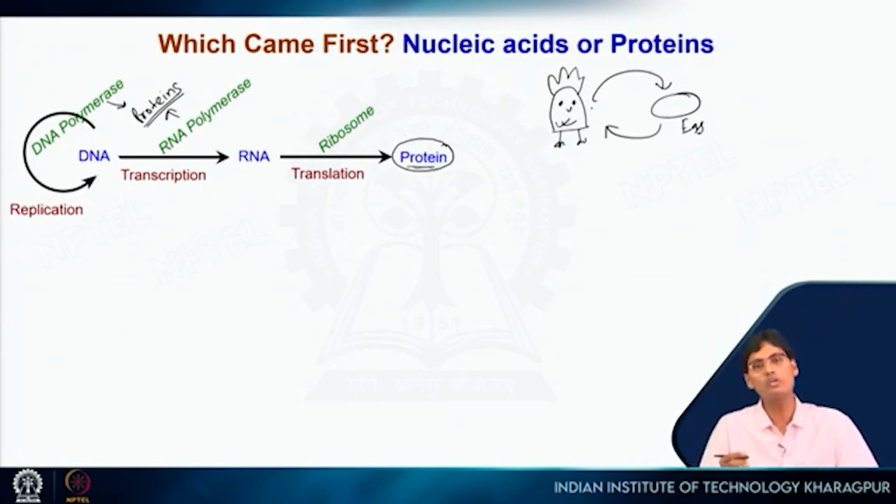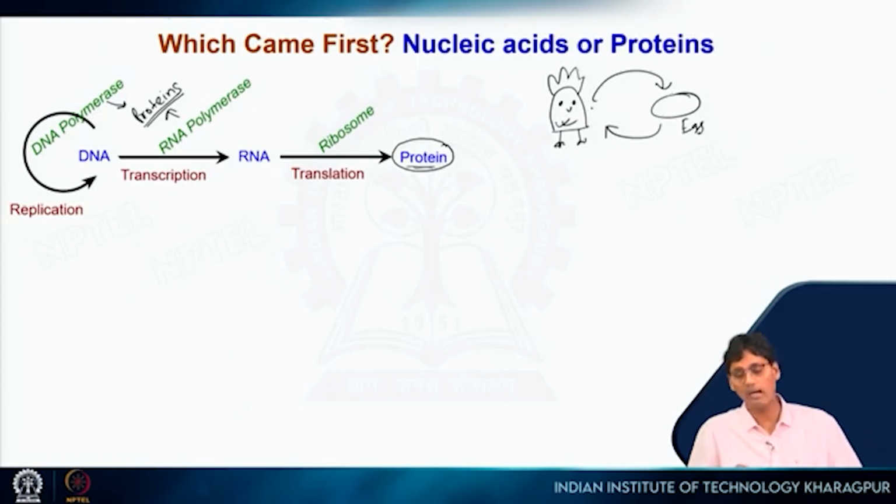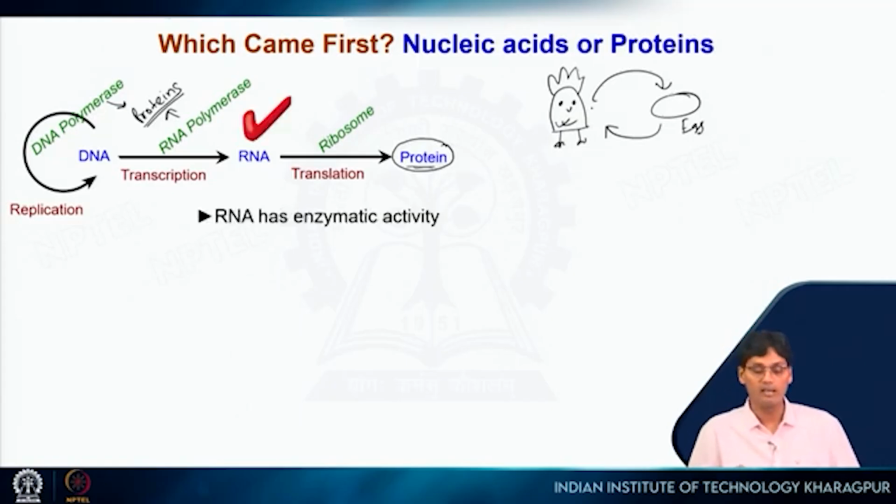Because if we don't have the protein, then how are we getting this RNA polymerase, DNA polymerase, and not only DNA polymerase and RNA polymerase, I mentioned some other enzymes also. All of them are proteins. So as a result of that, the idea is that RNA has enzymatic activity. So RNA can perform some enzymatic activity. This can be discussed somewhere else also: the RNA world hypothesis.